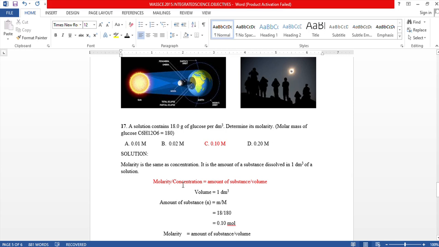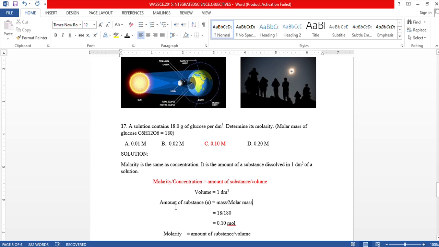So to find the molarity or the concentration of a substance, you need the amount of substance and you need the volume. When we go back to the question, the volume has been given as 1 dm cube. However, we do not know the amount of substance. Now, the amount of substance, look at this formula, is gotten by dividing the mass of the substance by its molar mass. Take note, the two are different. Molar mass is not the same as the mass of the substance. Molar mass is the mass of 1 mole of the substance. Just like its name, molar mass is the mass of 1 mole of a substance.